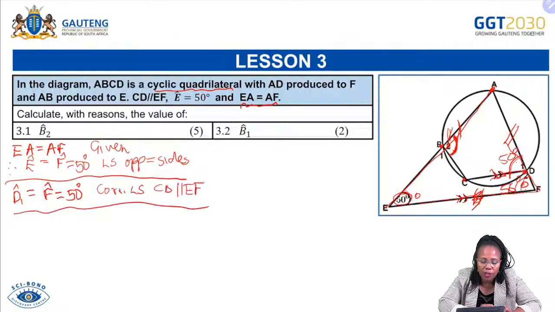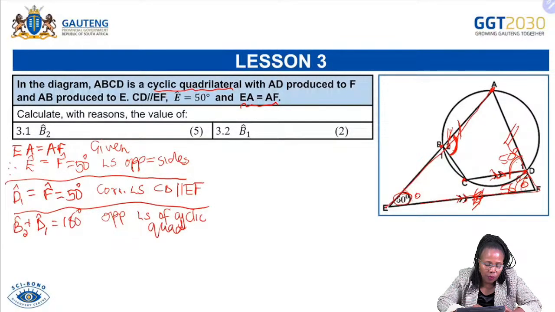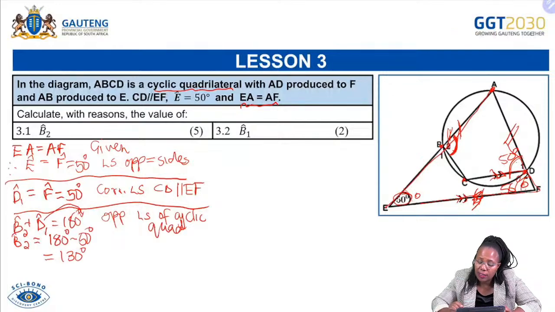Can you see, grade 12? It's a long journey. And then to find B2: B2 plus D1 equals 180 degrees. Reason: opposite angles of a cyclic quad add up to 180. But we have the value of D1. D1 is equal to 50. So when you take D1 to this side, it will be minus 50. Therefore, this is 130 degrees. So this angle here will be 130 degrees.